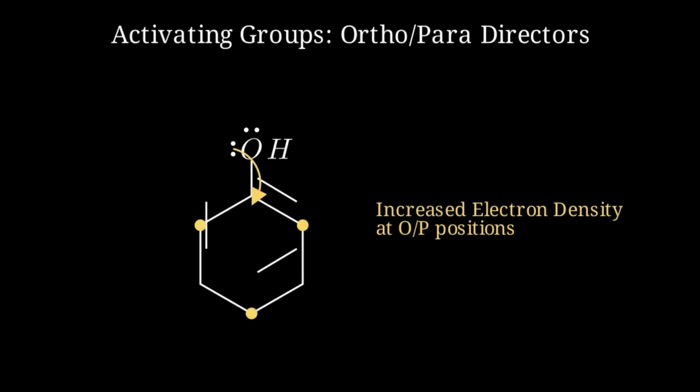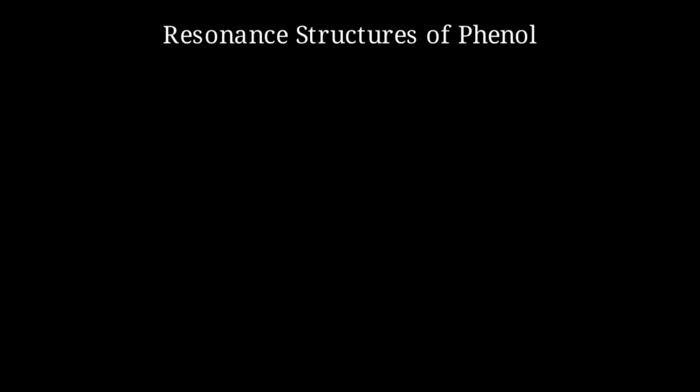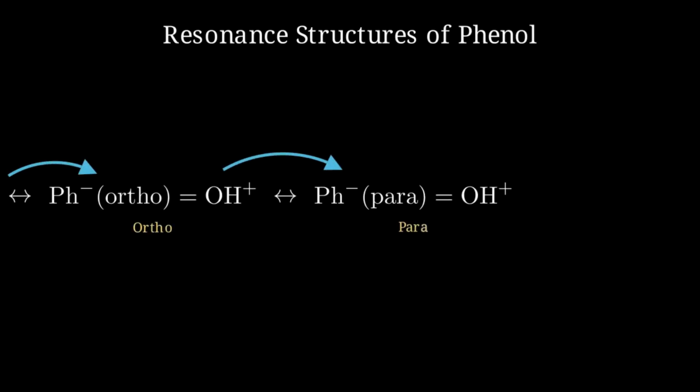This increases the nucleophilicity of the ring, specifically at the ortho and para positions, making them highly reactive. By drawing resonance structures, we see that the negative charge resides on the ortho and para carbons. Because the electrophile is positively charged, it is naturally attracted to these electron-rich sites rather than the meta position.